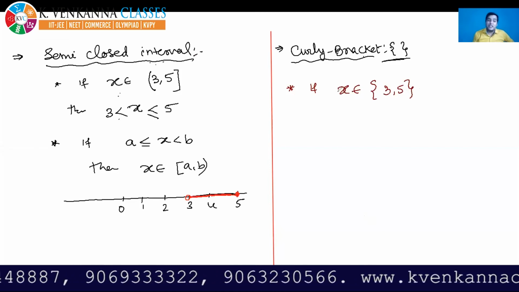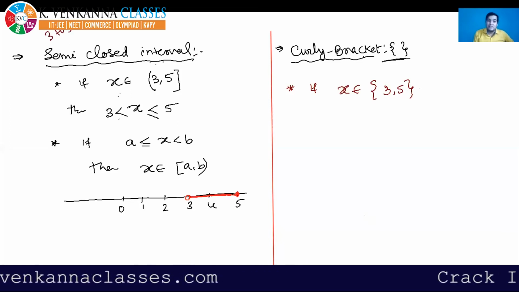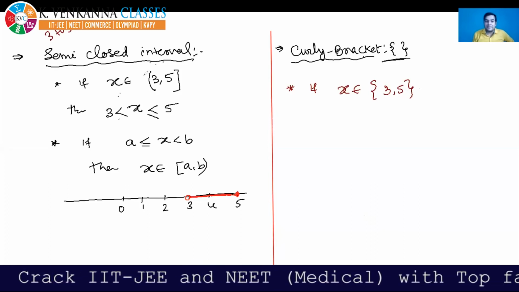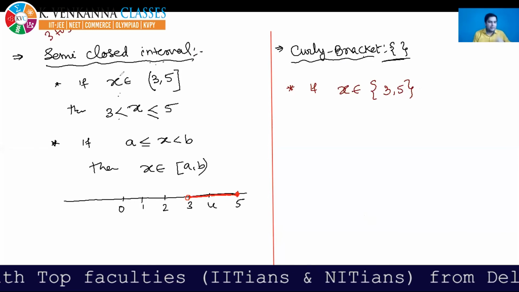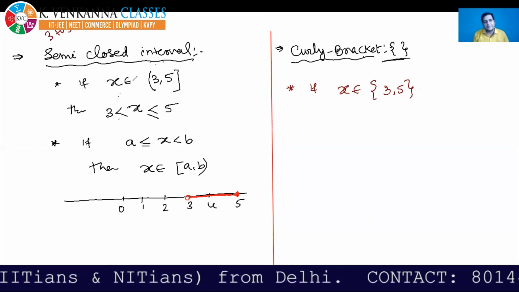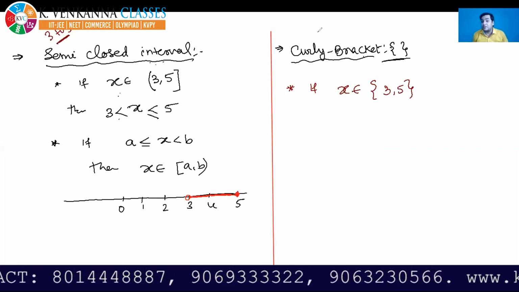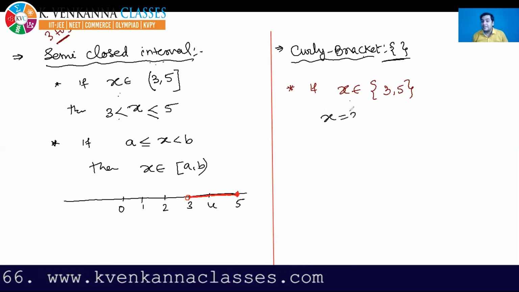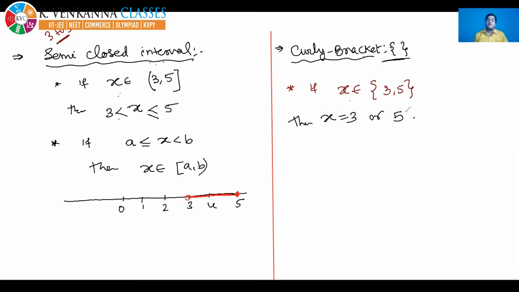3 to 5 means between 3 and 5, every value can be taken by x. X can represent this whole interval, but here x does not represent an interval. X belongs to 3 and 5 means x can be equal to 3 or x can be equal to 5 only. Yes, Varsha, you are correct.